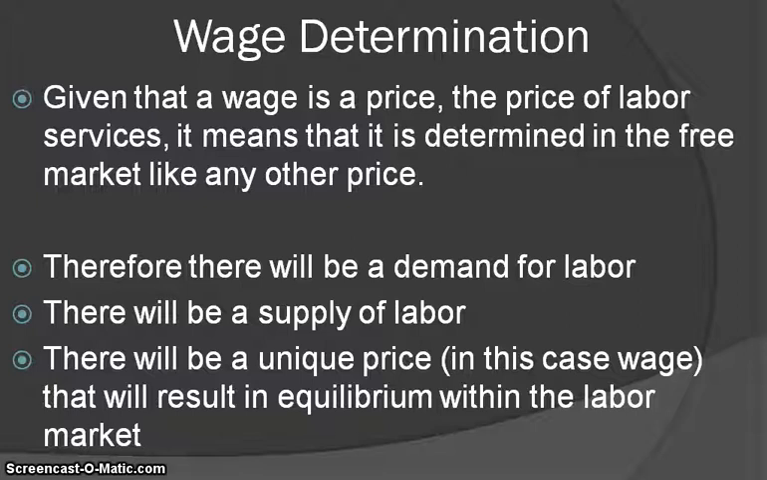And therefore, as we go on into the next video session, we're going to see who demands labor and why, and we're going to determine what the shape of the demand for labor curve is going to look like, and we're going to see who supplies labor and why, and we're going to see the shape of the supply of labor curve, and then we're going to show how when the two curves intersect, how equilibrium is achieved, and therefore the equilibrium wage rate and the equilibrium level of employment is determined. So stay tuned for the other video.